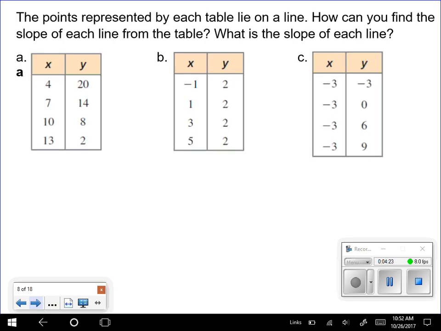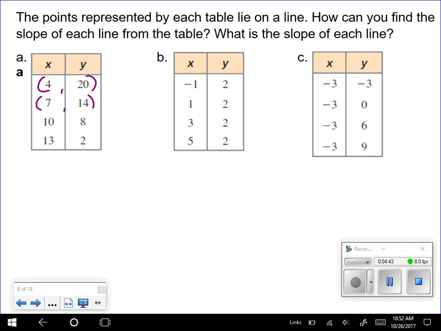Okay, then we also need to be able to look at a table and figure out the slope. If we see this table, we have these points on a graph. We don't actually have the graph in front of us. Can we find the slope from that? We should be able to, because really what we have here is 2 points. We have x, y there and then x, y there.